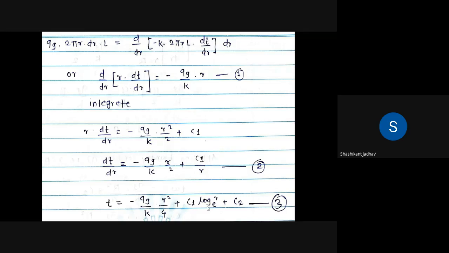Okay, by taking the integration, what value do we get? We get the value of dt by dr. And what is that value? dt by dr is equal to minus qg by k into r by 2 plus c1 by r, and that is equation number 2.